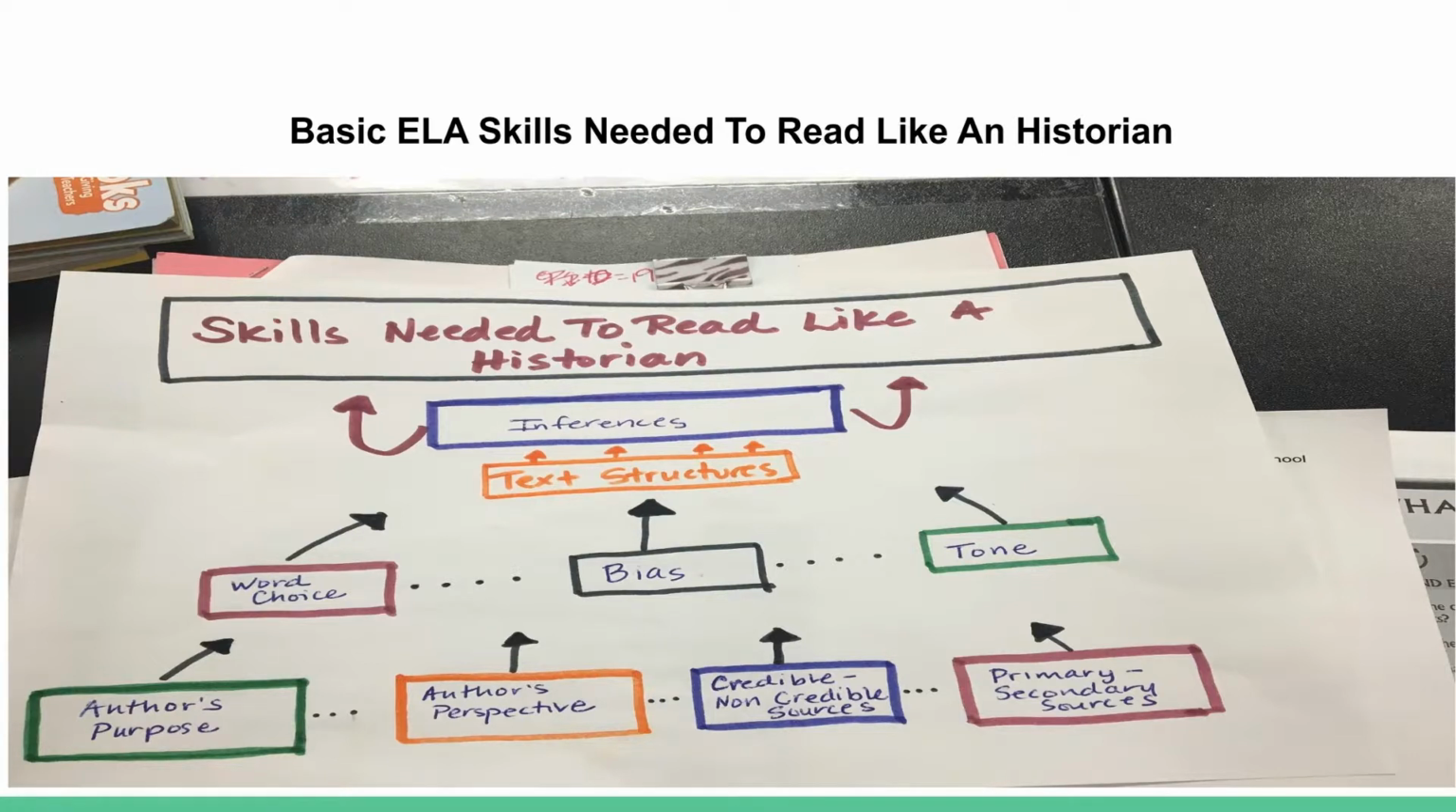So you can see how going back and looking at your alignment, K-12, is very important here, because kids need to have these foundational ELA skills to be able to read as a social scientist or a scientist or a mathematician as they move into specific content areas.